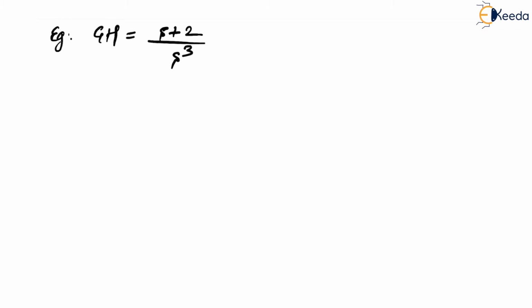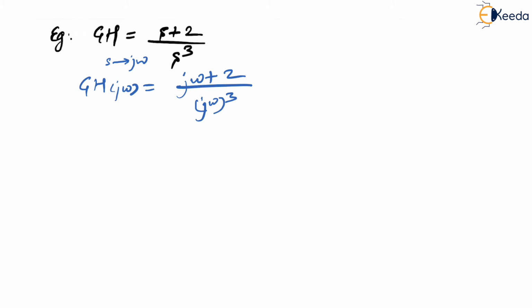Given that the loop gain GH is equal to s plus 2 upon s cube, the first thing we do is find GH of j omega, which means just replace s by j omega. You will get j omega plus 2 divided by j omega the whole cube, which is nothing but 2 plus j omega divided by minus j omega cubed, since j cubed is minus j. Here I am going to get minus j. Is that correct?